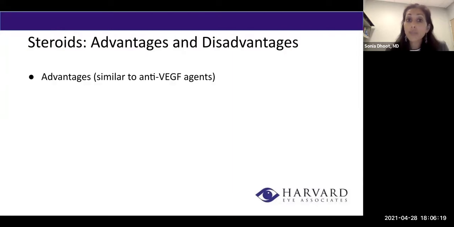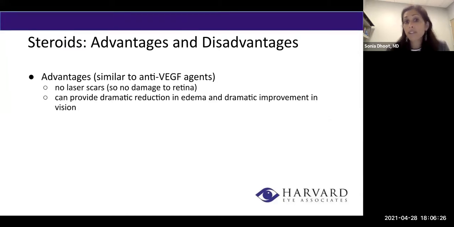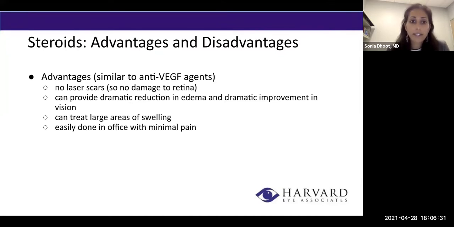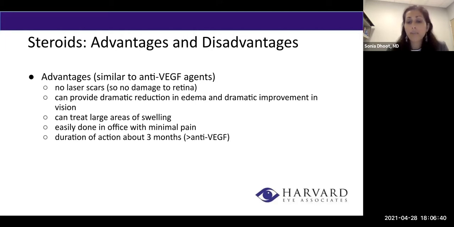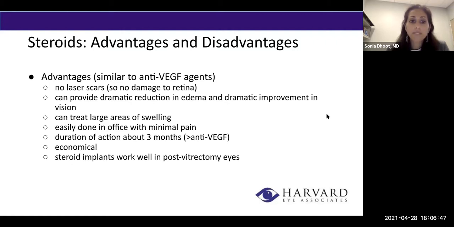So the advantages are similar to the anti-VEGF drugs. No laser scars, can provide a dramatic reduction in edema, and treat large areas of swelling. Also easily done in the office. And the duration of action is greater than the anti-VEGF drugs, which can last about 3 months at the minimum. And then the steroid implants work really well if you've had vitrectomy surgery.